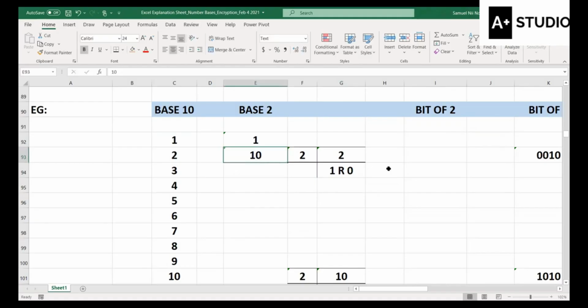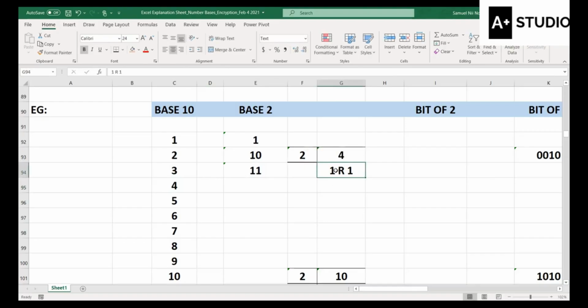Okay? If you want to check, how do we do 3? Change this thing to 3. 2 into 3 will be one whole number, remainder 1. So you realize that 3 will give us the value 11. Now let's do 4. 2 into 4.